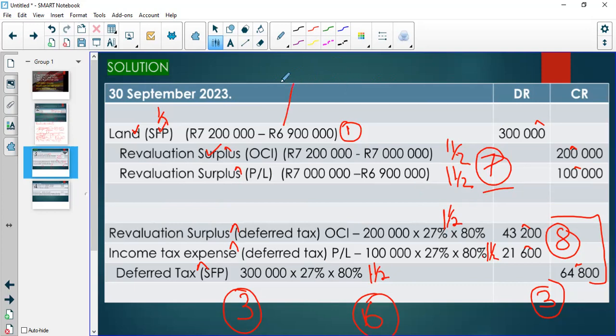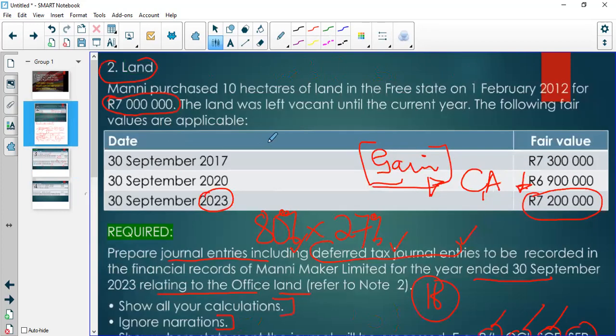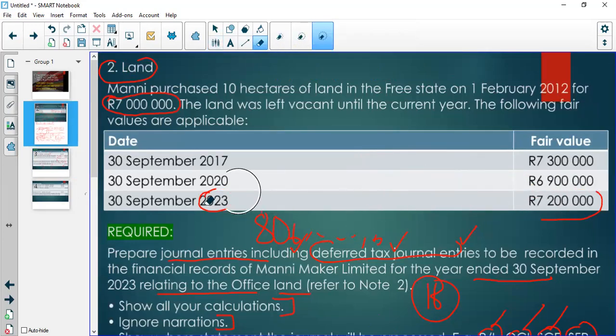So this was a movement upwards, which included an apportionment of the portion to profit or loss, also to other comprehensive income. This is what was required, but I'm going to do another example based on this, which was not part of the required, just to demonstrate. So we did this movement from 6.9 to 7.2. Let's focus now on the movement on the 30th of September 2020, which means that we want to do the journal entries at this date.